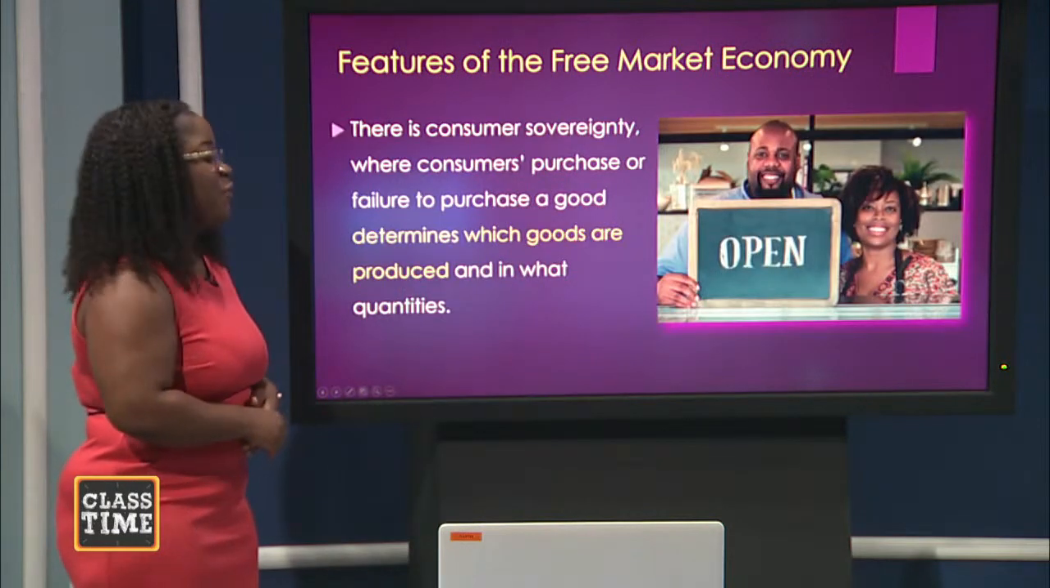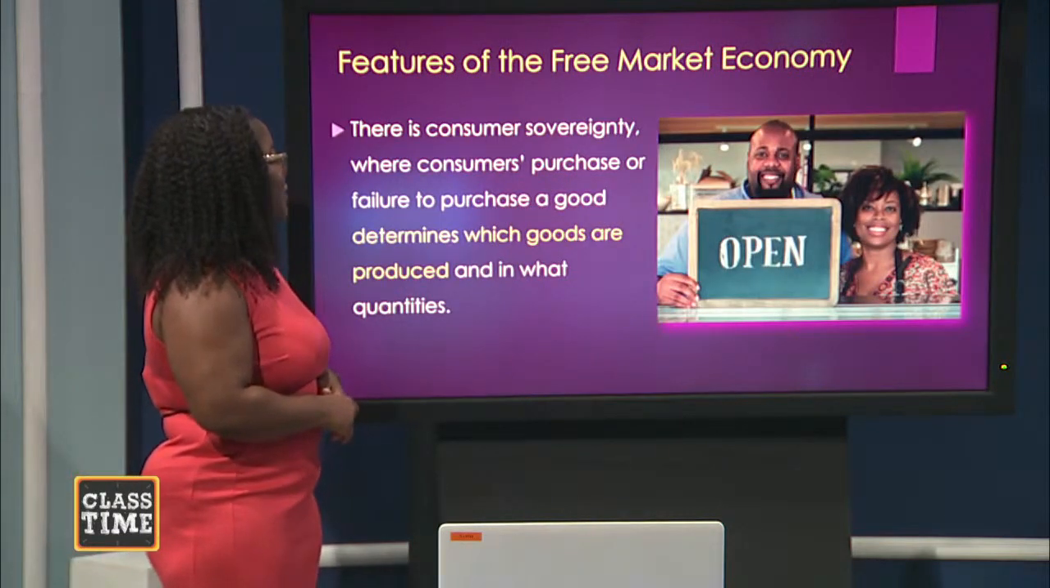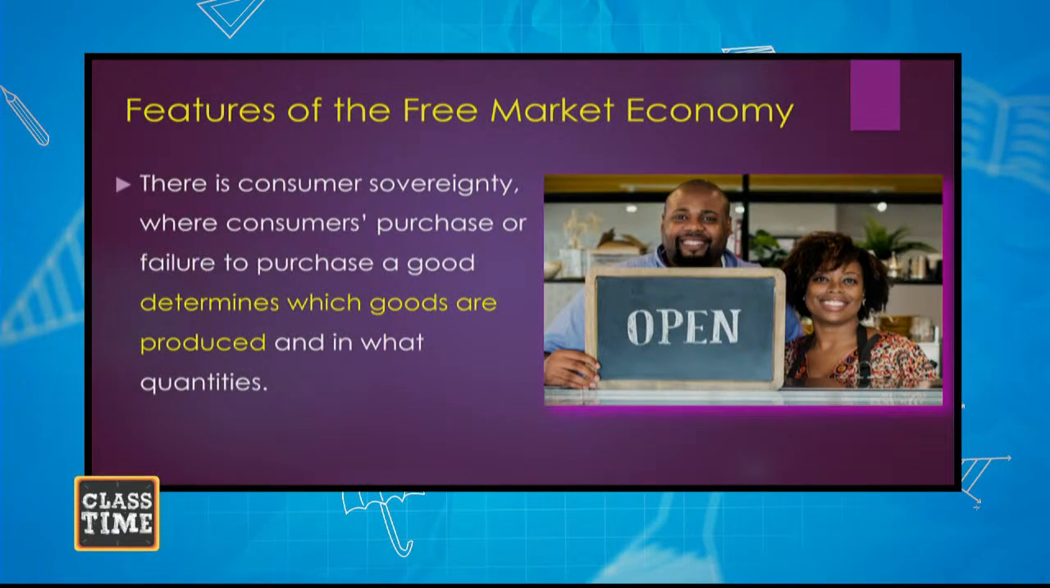One final feature of the free market economy is that there is consumer sovereignty. And I think we've mentioned this somewhere along the way before in another feature. This is where consumers' purchase or failure to purchase goods determine which goods are produced and in what quantities. And we've mentioned that already.